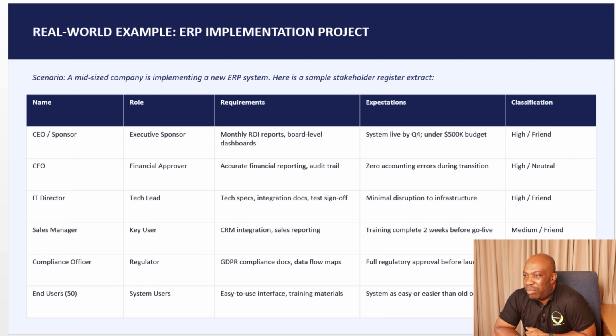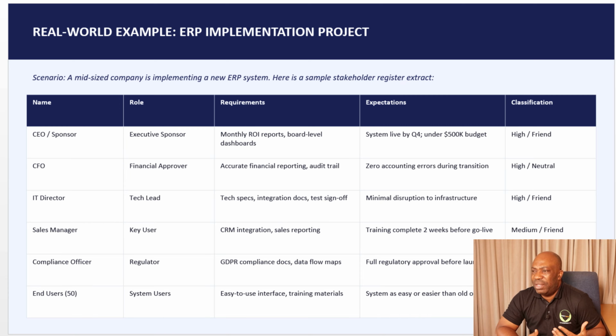So in this particular example, we are looking at a mid-sized company that is implementing a new ERP system. And we are going to look at the simple stakeholder register that you should expect. So the first one is the sponsor. The role is executive sponsor. Okay, the name is sponsor.